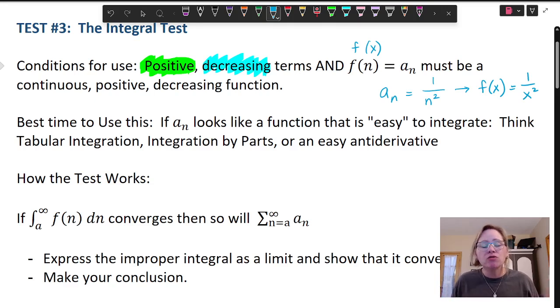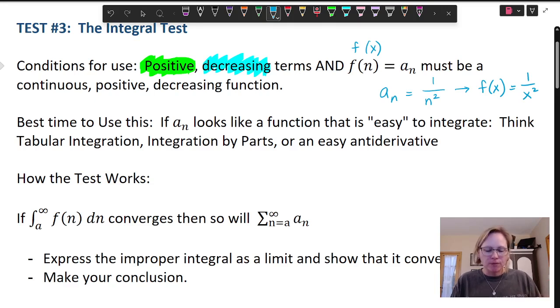Now when we turn it into a function, what that means is n is no longer just limited to integer values. So n is not limited to being an integer. It can now be any real number between 0 and infinity, or whatever our starting value of n is for our series.